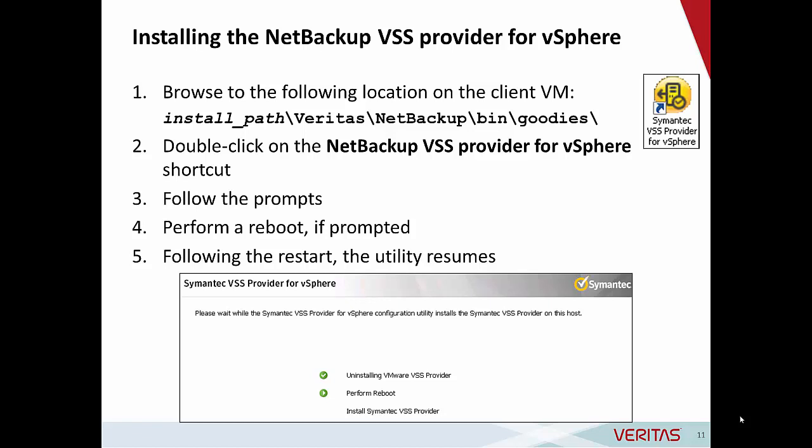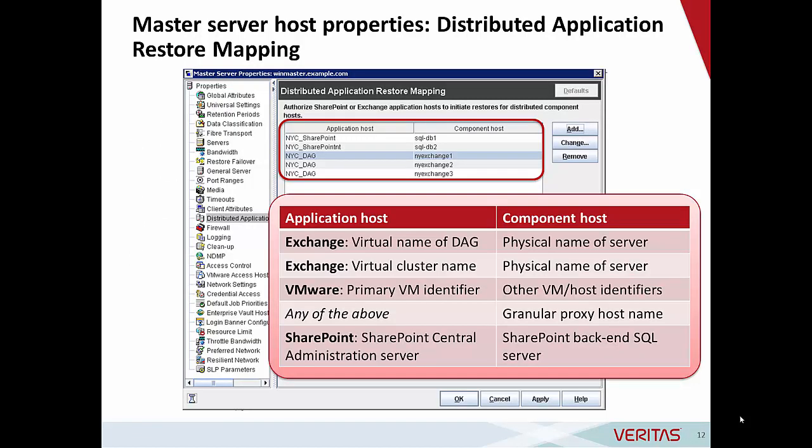Note that if the VMware Tools software is upgraded later on, the default behavior is for the VMware VSS provider to be reinstalled. That would prevent the NetBackup VSS provider from being used. You'd have to go through and reinstall it again. So to prevent that from happening, do a custom installation of VMware Tools to prevent the default VMware Tools VSS provider from being installed on updates.